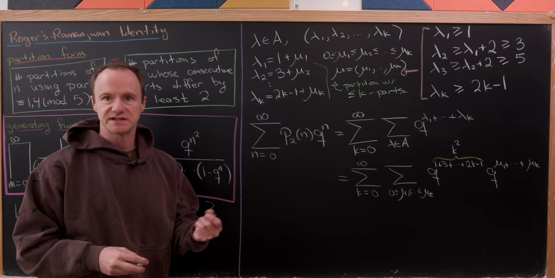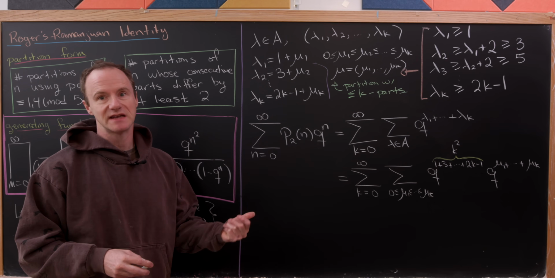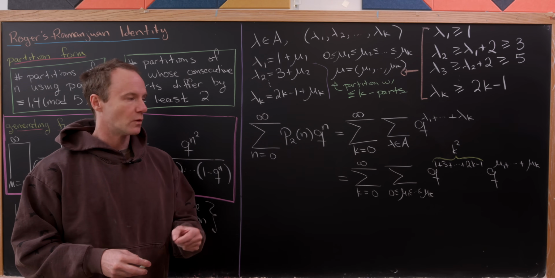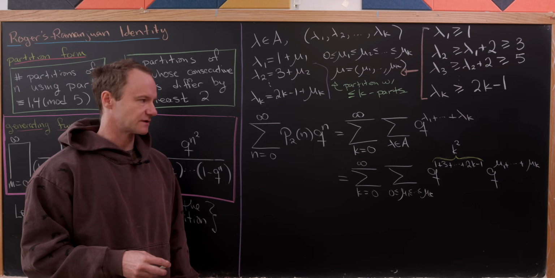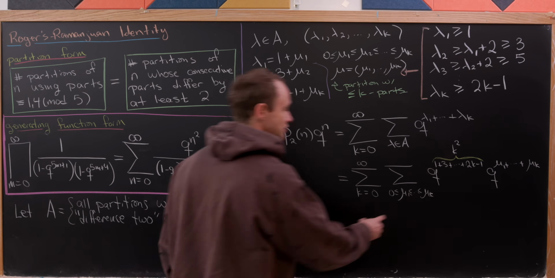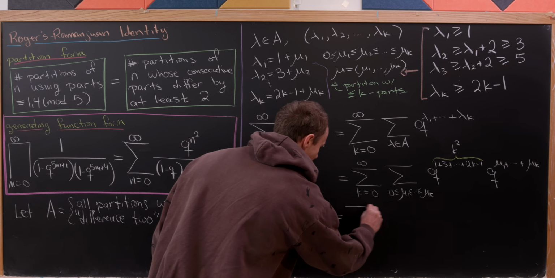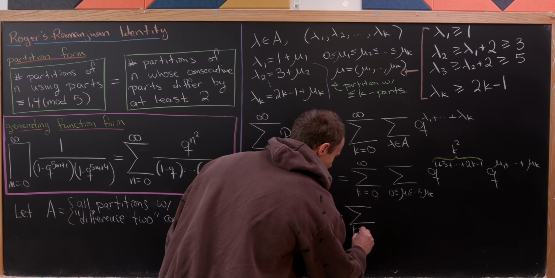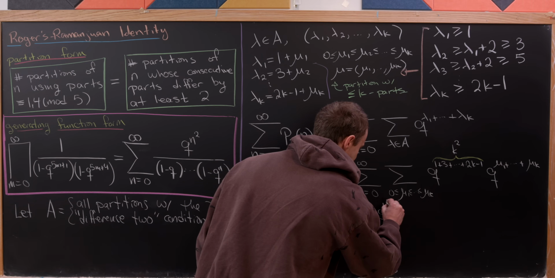Like 1 plus 3 is equal to 4, that's 2 squared. 1 plus 3 plus 5 is equal to 9, that's 3 squared. 1 plus 3 plus 5 plus 7 is 16, that's 4 squared, and so on and so forth. Okay, but now what I'd like to do is bring this q to the k squared out. And so we'll have the sum as k goes from 0 to infinity of q to the k squared.